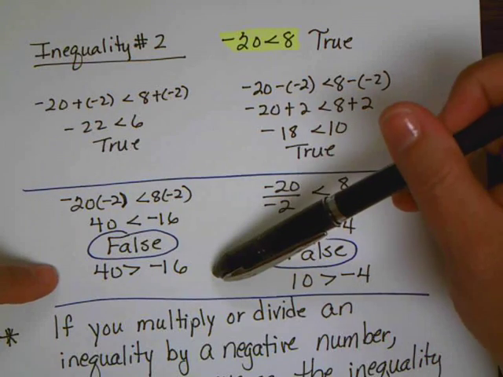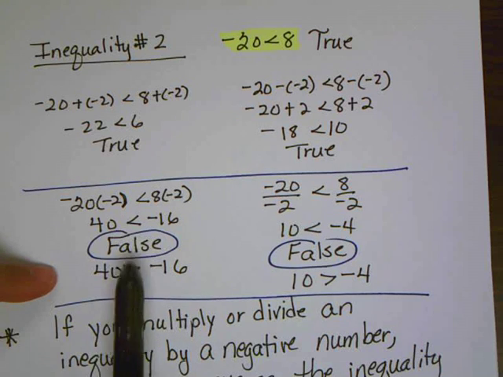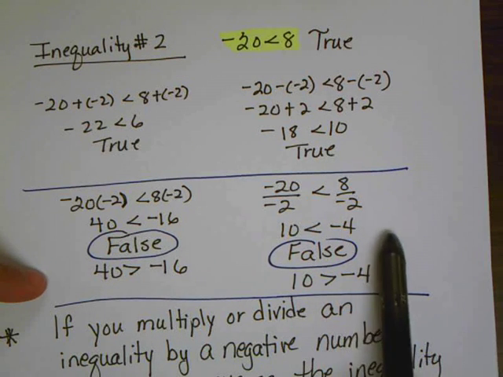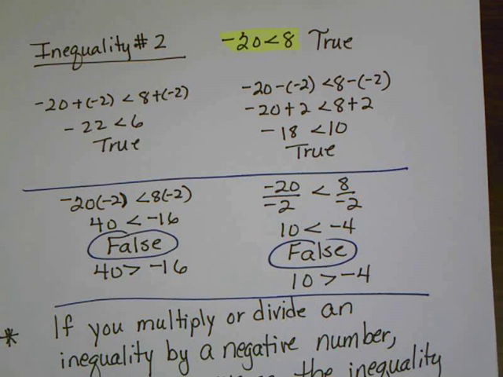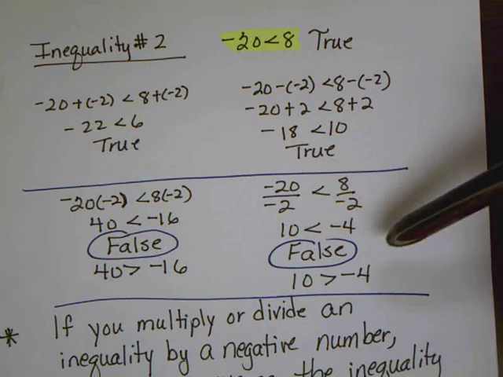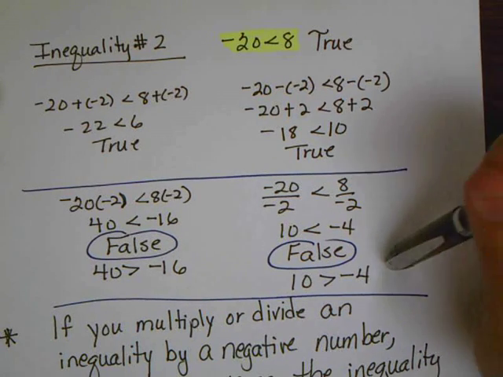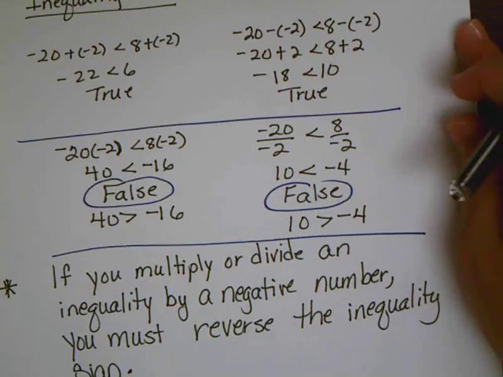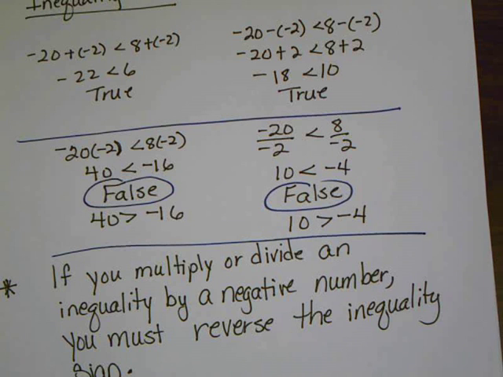40 is not less than negative 16. 40 is greater than negative 16. So to make the statement true, I had to reverse that inequality symbol. When I divided by the negative 2, I started off with a true statement, but when I divide by the negative 2, I get 10 is less than negative 4. That's false. 10 is greater than negative 4.